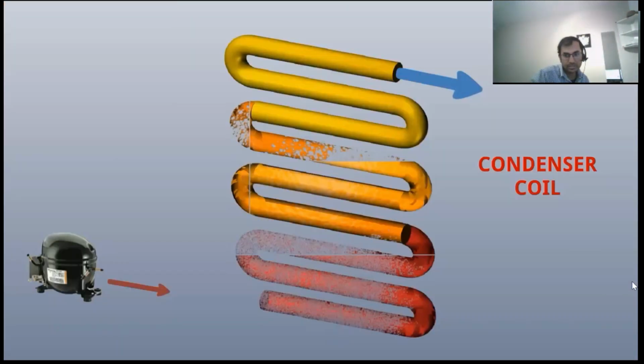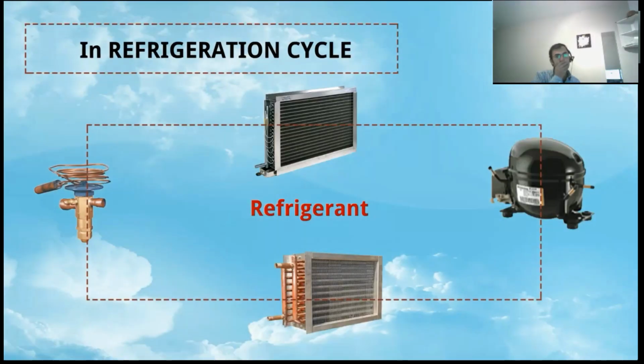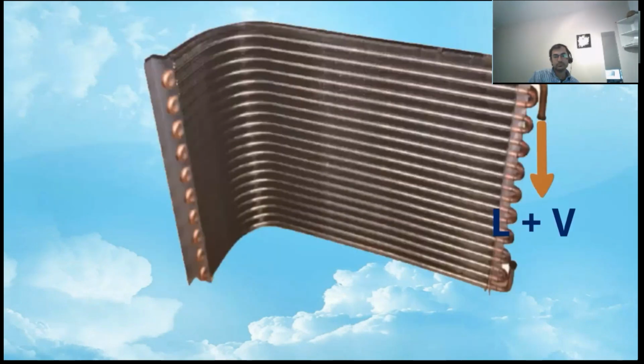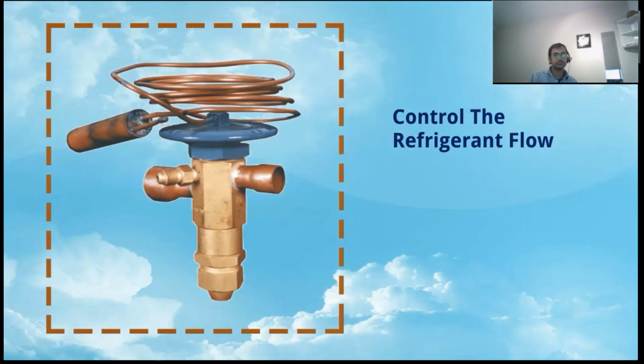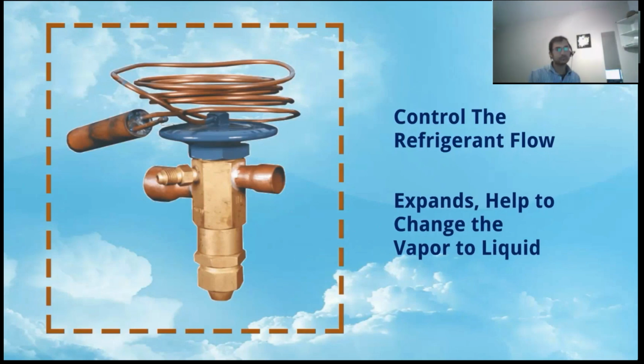Now try to understand the expansion valve, the next main component. Let's talk about the fourth part of the refrigeration cycle, that is the expansion valve. High pressure refrigerant liquid comes out from the condenser coil. It has some amount of vapor as well, so we have to change this vapor into liquid. Here comes the expansion valve. It mainly helps to control the refrigerant flow, and as the name suggests, expansion happens and helps to change the vapor into liquid. Let us try to understand how it works.